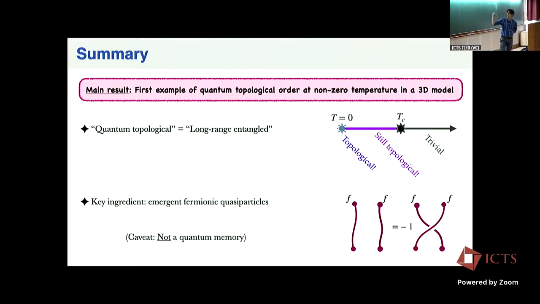And the statement is that you have a system where such correlations exist in some finite range of temperatures, below some critical temperature. And the key new ingredient that allowed us to do this is that this will be a system which has emergent fermionic local quasi-particles that have a fermionic braiding, even though the underlying microscopic degrees of freedom are all bosons or spins. And that will be a key feature.